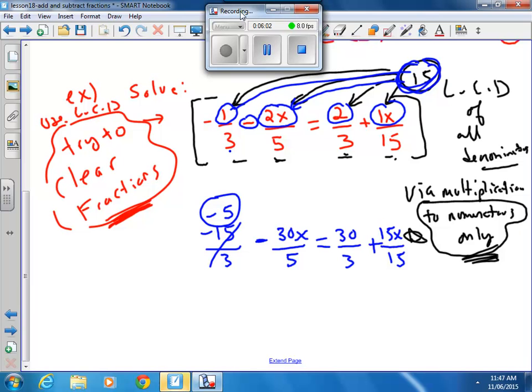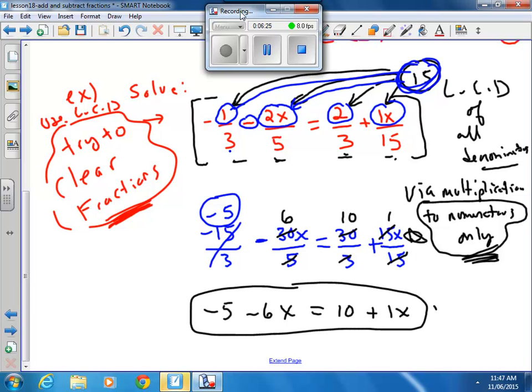So when you do all that cleanup, I mean, look at that. 5 goes into 30 6 times. 3 goes into 30 10 times. Your fractions are going to go away. And voila, we're left with -5 minus 6x equals 10 plus 15 over 15 is 1, right? So you could say 1x or you could just say x. And voila, we now have an equation that doesn't have any fractions in it. And it's going to be easy to solve.